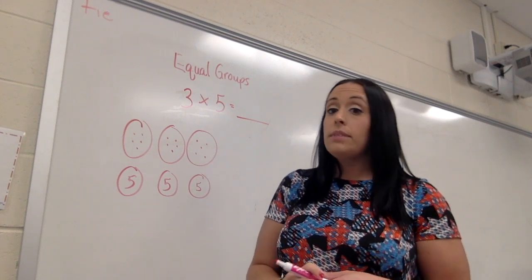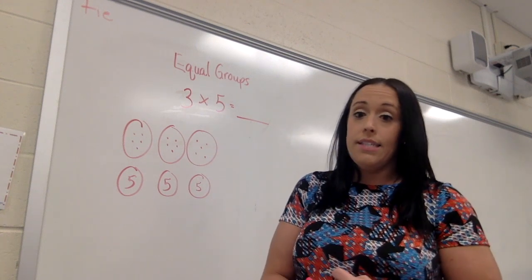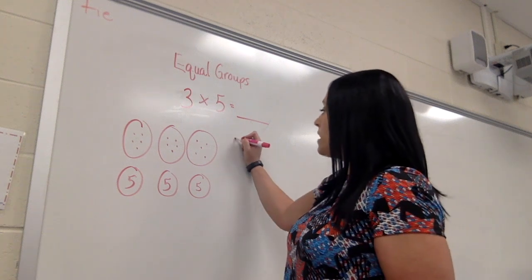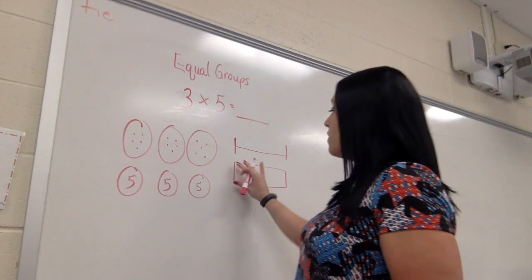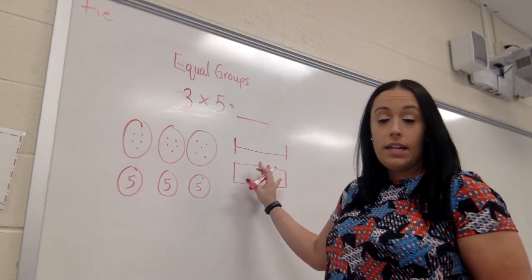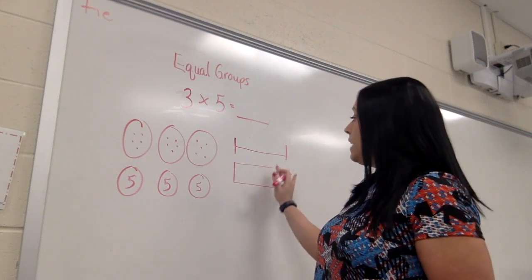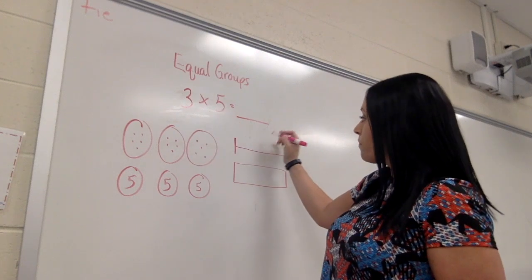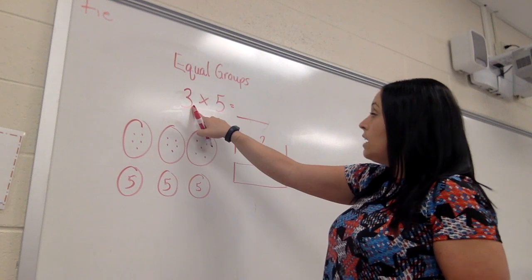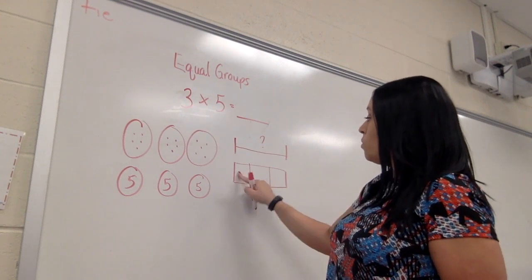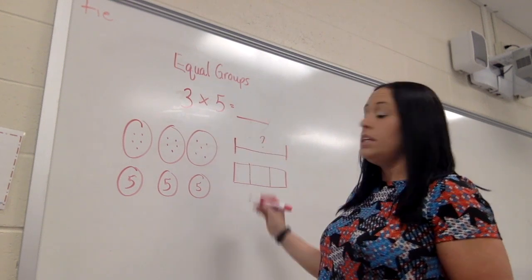To also help them later on, I model using the concept of bar diagrams. A bar diagram is the same exact concept, just separating it into the whole. So in order to demonstrate the whole product, you're going to take your bar, which is your whole, separate it into 3 groups, 1, 2, 3 groups, and place 5 in each group.